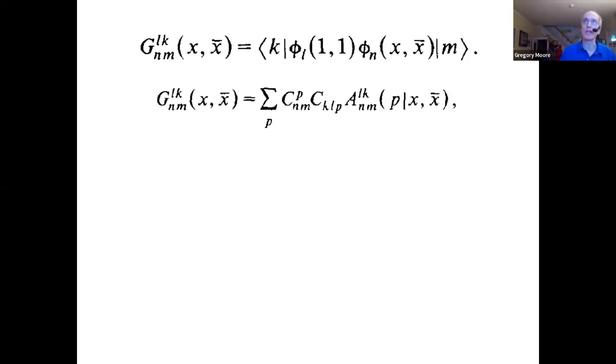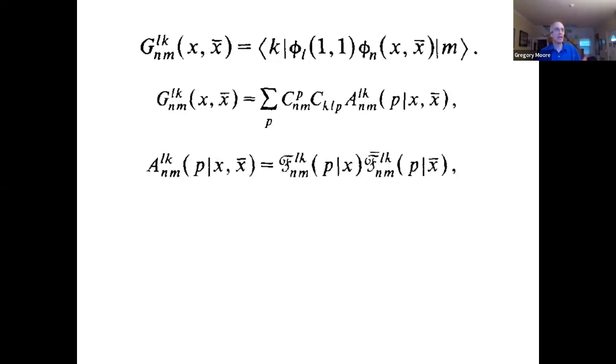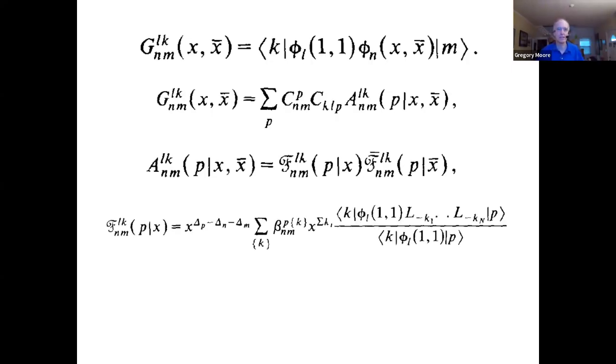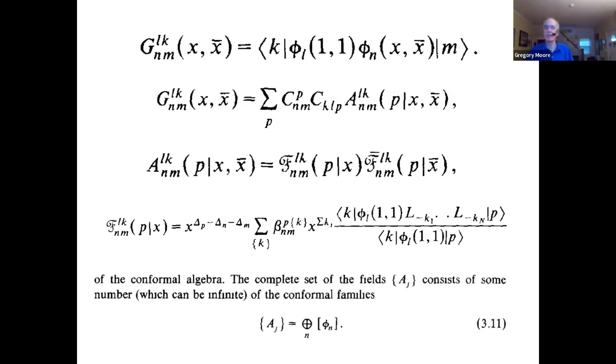And then there was a function A, which is a function of x and x bar, and it is holomorphically factorized between these functions curly F, which they called conformal blocks. And the crucial point is that the curly F's, these conformal blocks, are determined entirely by symmetry, just the symmetry of the Virasoro algebra. So the idea is you organize your space of fields into representations of the conformal algebra.